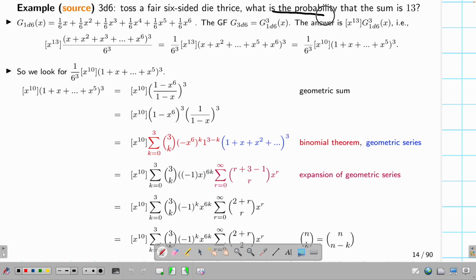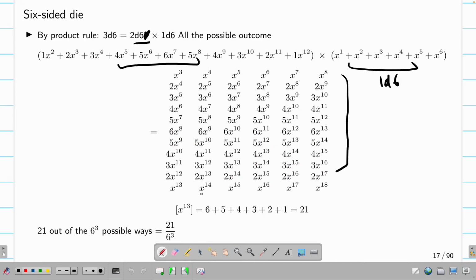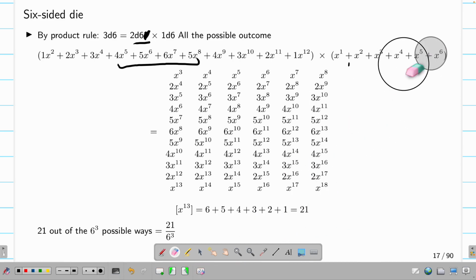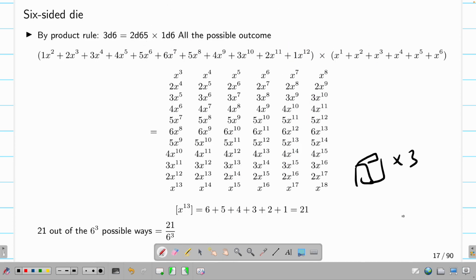We are now asking what's the probability that if we toss the die 3 times the sum is 13. So we are looking for the coefficient of x^13 in this thing. That means this guy, this guy, this guy, this guy, this guy, and this guy. The sum of the coefficients will be 6, 5, 4, 3, 2, 1, which is 21. That means out of all the possible ways of throwing 3 dice, you have 21 ways.